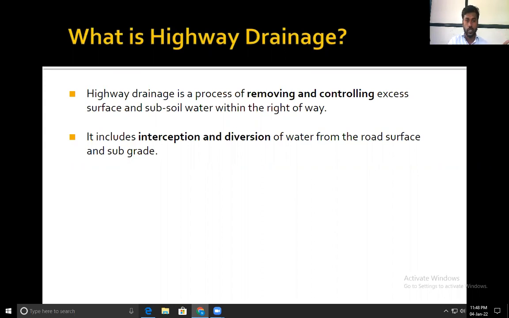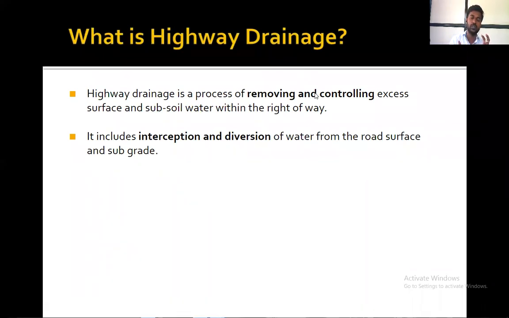So we should ensure that whatever highway drainage we are providing should be deep enough to collect all the water from the surface course, subbase course, base course, as well as from the subgrade course also. So it should be provided well below the subgrade course also. That we will see.